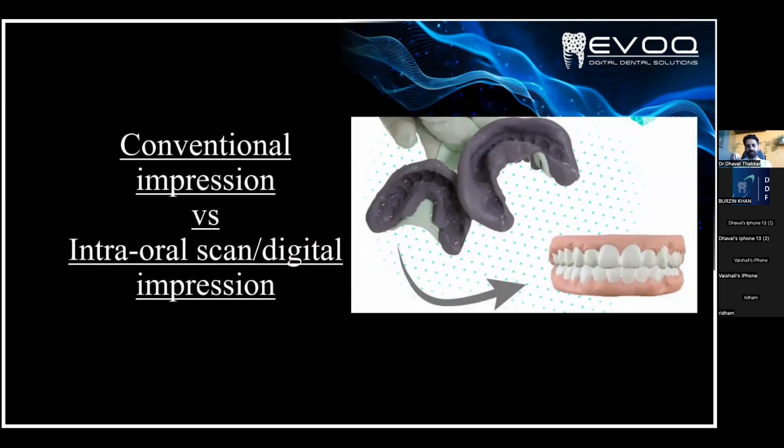Why are scanners right now overruling conventional impressions? When the patient is on the chair, the dentist's mindset is that his first impression should be the last impression, because it's always a hassle for the dentist to make a repeated impression. That is why the intraoral scanner is replacing the conventional impression much faster.